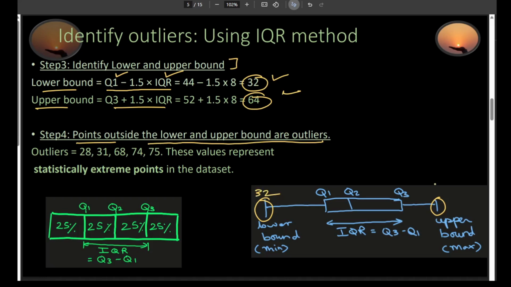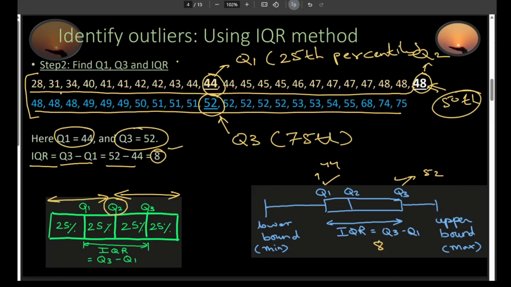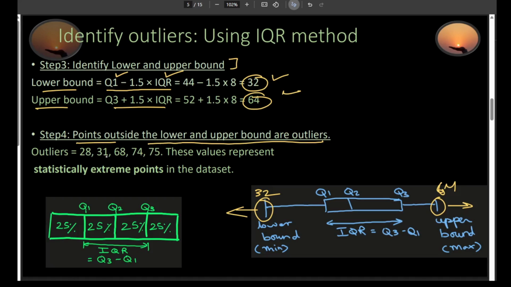This is my lower bound, and my upper bound is 64 right here. Any point that lies outside this range, these are my outliers. If you look over here, these two points and these two are outside the range of 32 and 64. So 28 and 31, 68, 74, 75 are my outliers. These values represent the statistically extreme points in my data set.